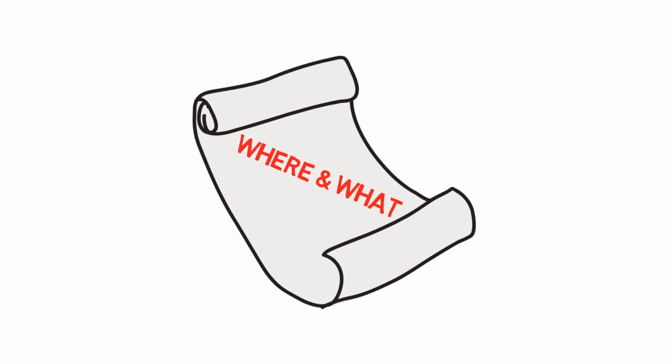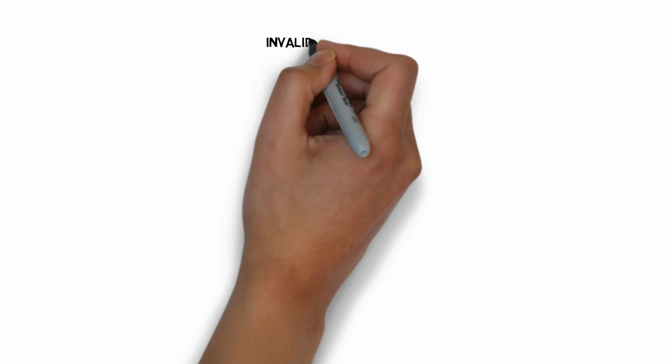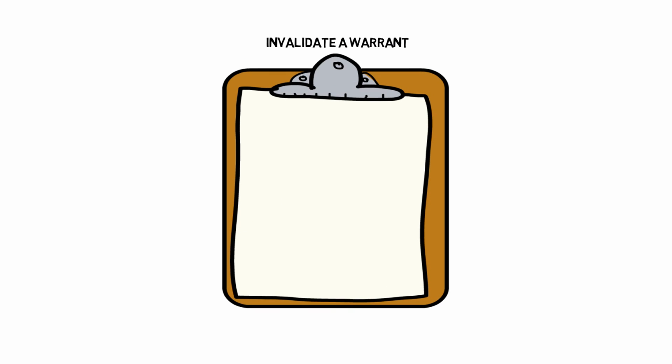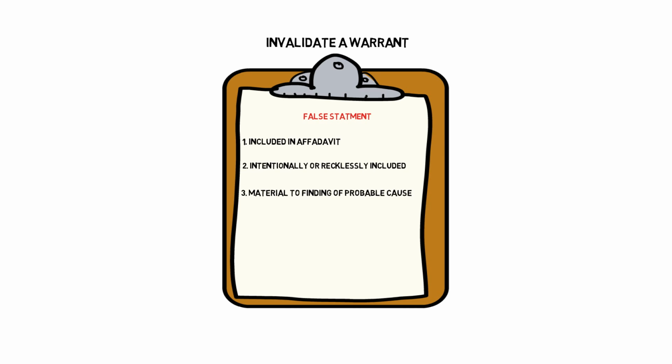Now that validates a warrant, but there are 3 requirements to invalidate a warrant. First, the defendant must show that a false statement was included in the affidavit by the officer, and that the officer intentionally or recklessly included that false statement, and finally, that the false statement was material to the magistrate's finding of probable cause. Let's recap.